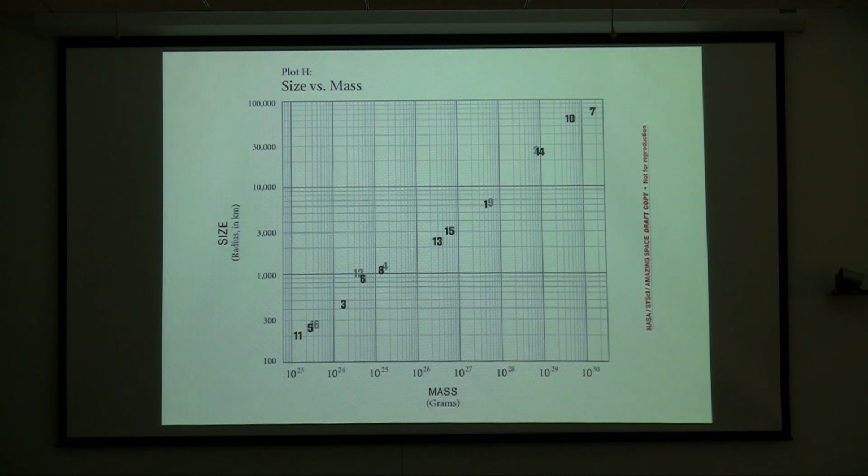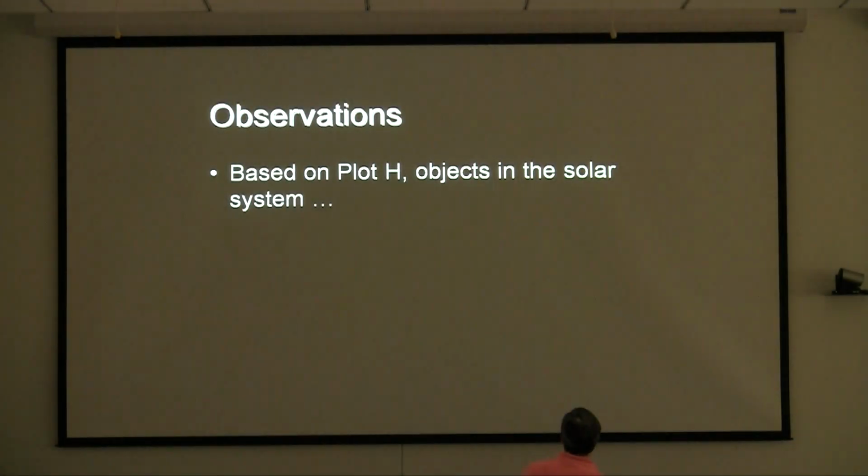And how accurate or precise do you think this estimate would be? Relatively good, because there's not much scatter along this line, right? So, observation, based on plot H, objects in the solar system. You want to finish it? Because you just looked up at me. Yeah, I wrote down.